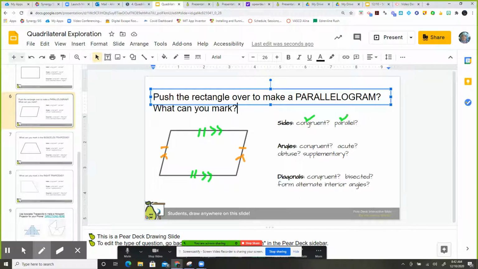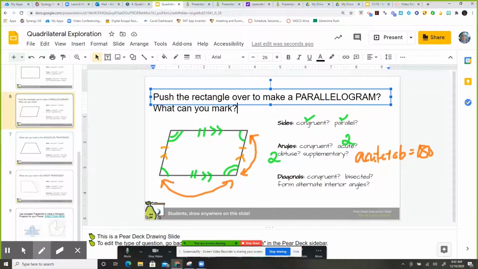Or do I have one acute and one obtuse? One acute and one obtuse. Absolutely. So I've got two acute angles and two obtuse angles. Acute and obtuse. What's an acute plus an obtuse going to add up to be? 180. So acute plus obtuse are going to equal 180, either that way or this way, because they are same side interior, right?